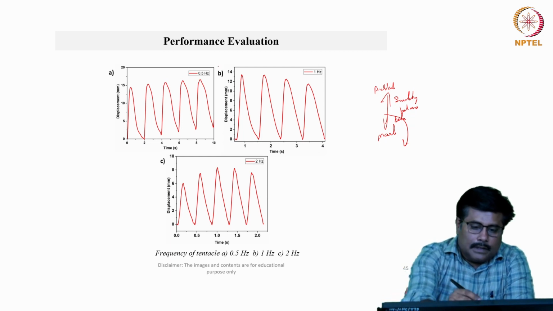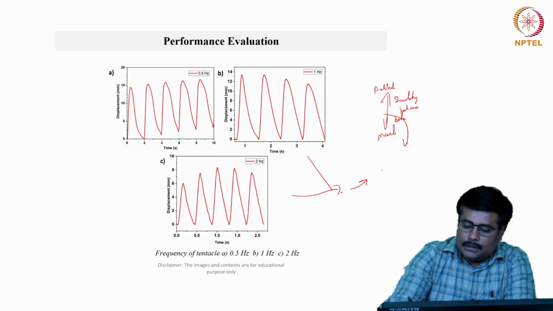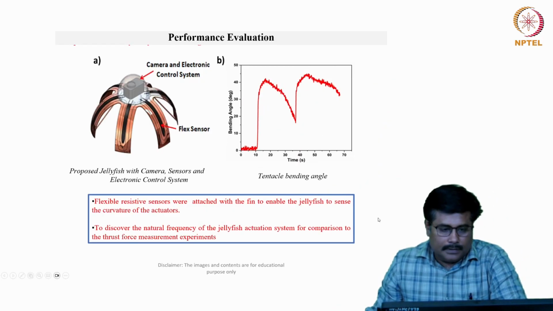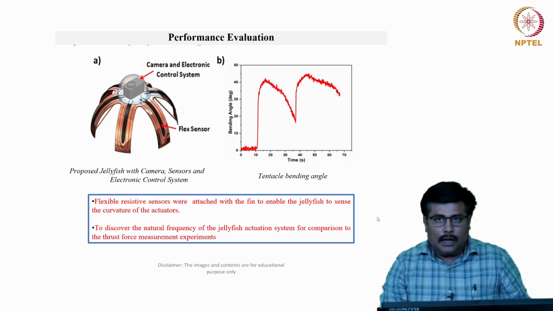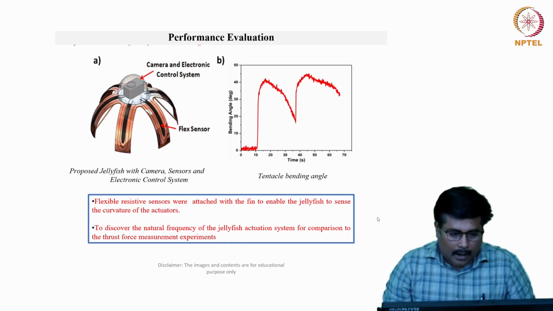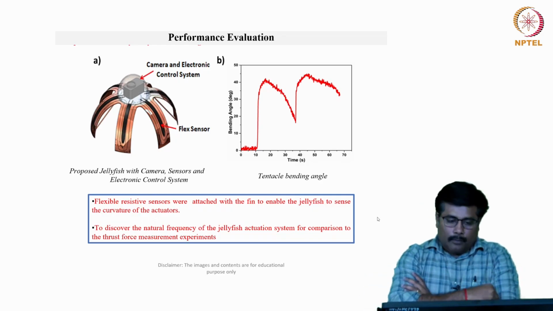So these performance evaluations, these actuation behaviors, have a direct relevance towards the functionality and the characteristics of the system. Now this is the actual structure. In this actual structure, we have a camera and an electronic control system which is placed on top of the dome.